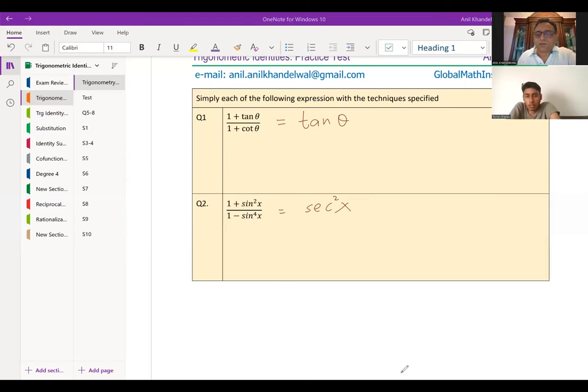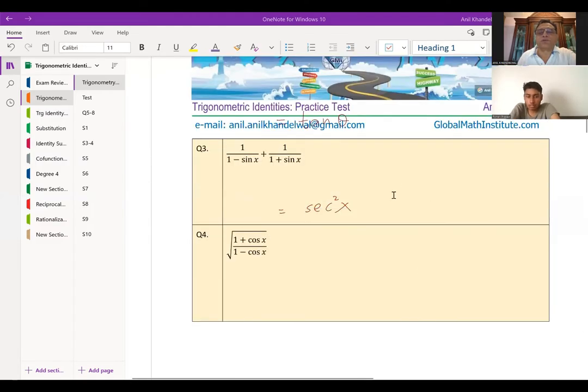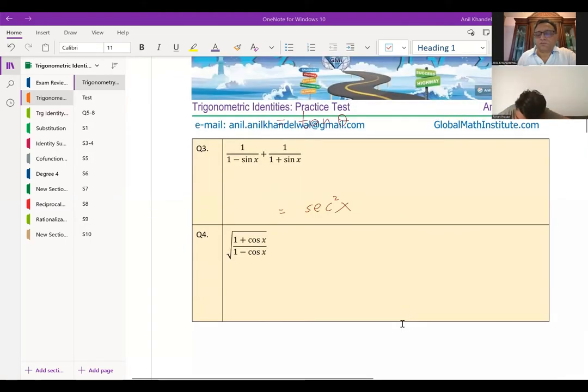Okay, so that is the first two questions. Now let's look into more questions. Here are another two questions. Question number 3 and 4.